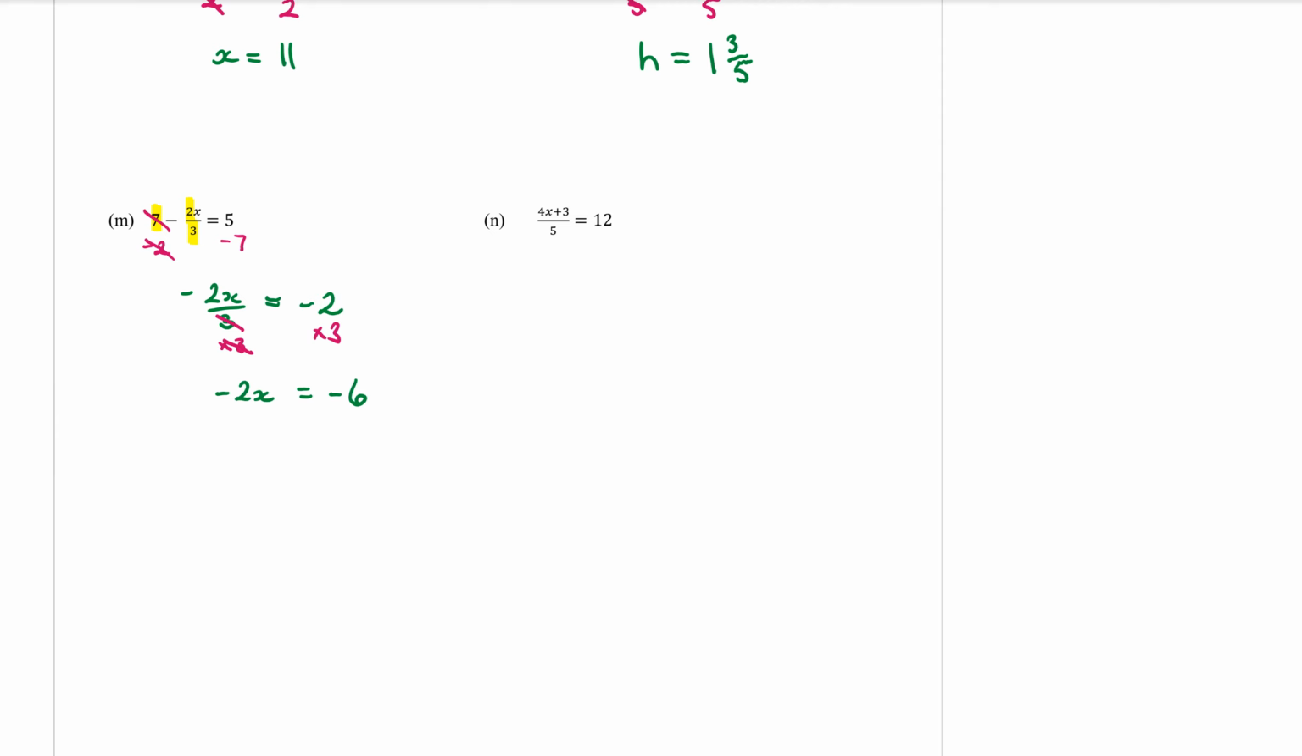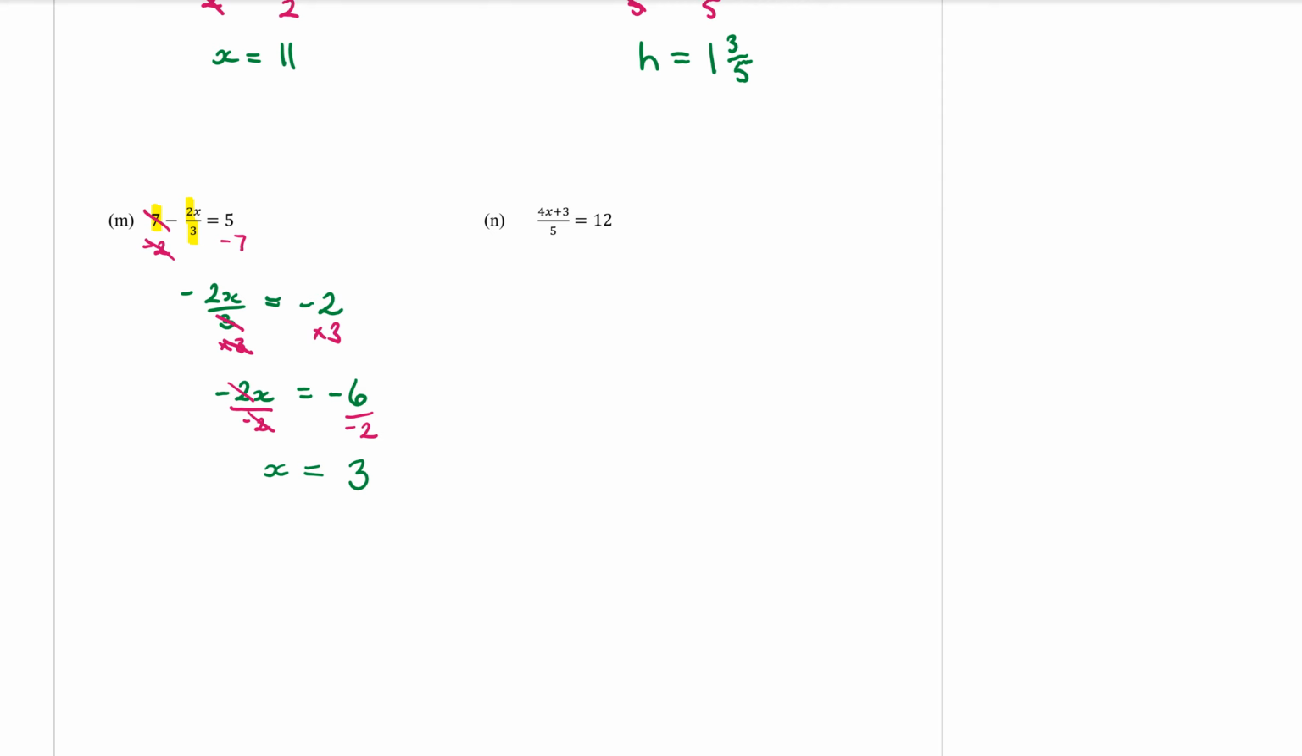Then I want to get rid of the 2. So the negative 2 is times with that x. So I need to divide by negative 2. Cancel those away. So x is by itself, minus 6 divided by minus 2. The two negatives cancel out to make a positive, and 6 divided by 2 is 3.